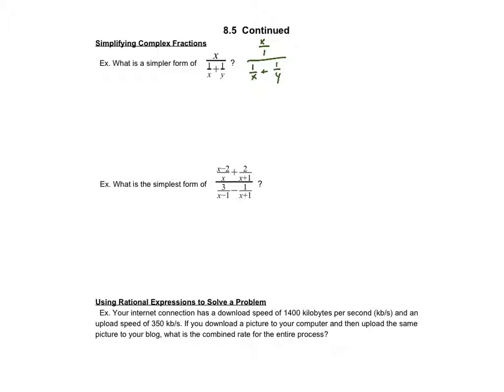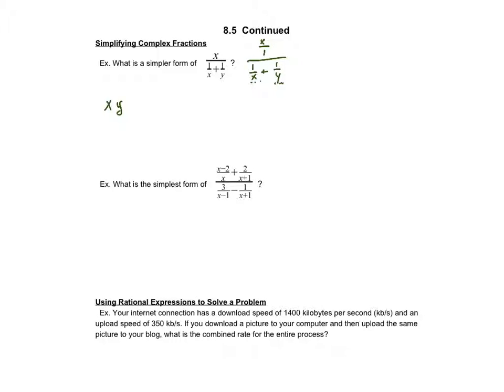And we can find a common denominator. Looking at my denominators, I have an x and a y, so my common denominator could be xy. And once I have that, what I want to do is multiply this expression by the values of my common denominator over the common denominator. And let's see, what does that look like when we do that.